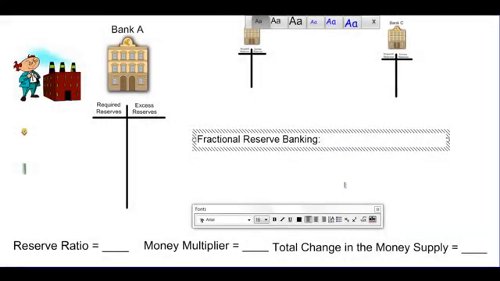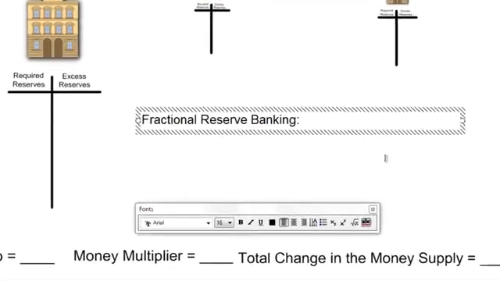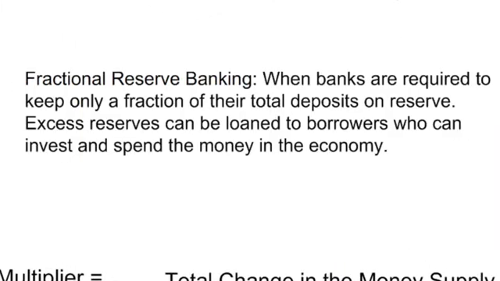Today's video lecture is going to explain how money is created in a fractional reserve banking system. A fractional reserve banking system is when banks are required to keep only a fraction of their total deposits on reserve. Any excess reserves, or deposits that exceed that which is required, can be loaned out to borrowers who can invest and spend the money in the economy.